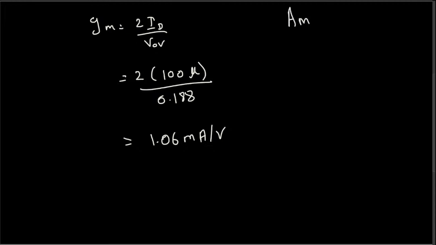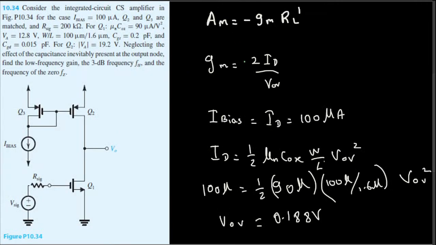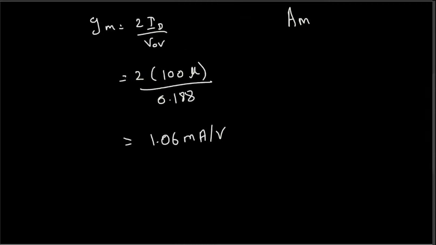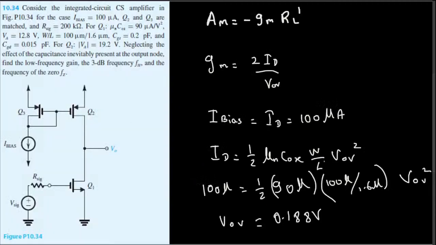So once we have the GM, we can find out the gain. We are finding all this because we want to find out the gain. And we had to find another thing as well. We had to find the RL prime. We just solved for the GM. We still have to find out the RL prime. So let's find that one first. The RL prime is nothing but the equivalent output resistance. So here we have Q1 and Q2.